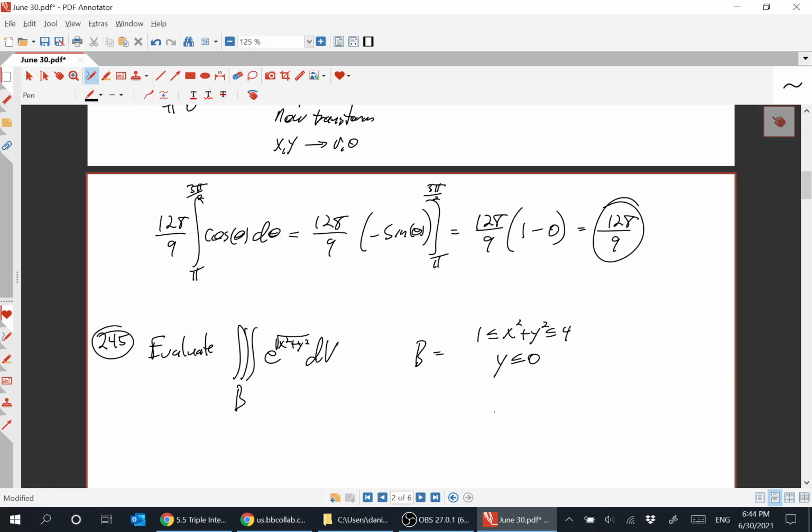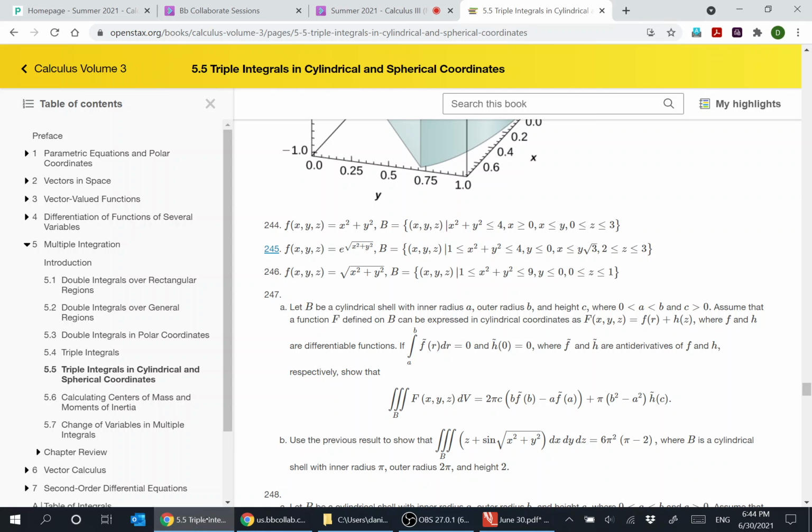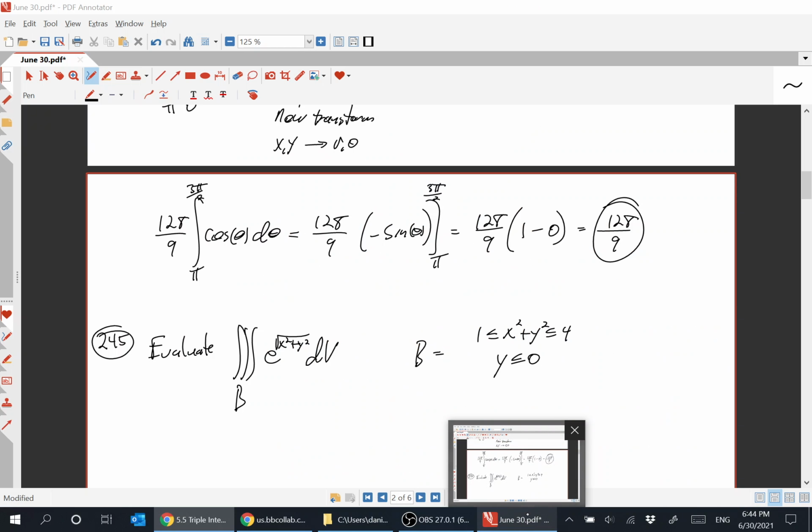And then what was the deal with the x? I had this funny thing here. X less than y times root 3. So x less than, so 1 over root 3 x is less than y. I'll write it that way.